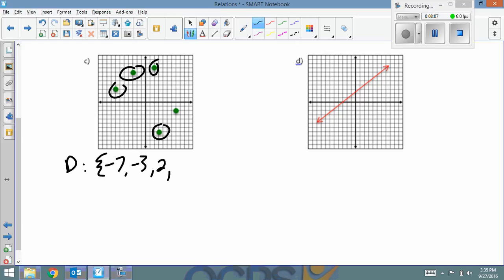Again, we're looking at X's. The next one is that one, which is positive 3. And the last one for X's is positive 7. For range, we're going to look at Y values.